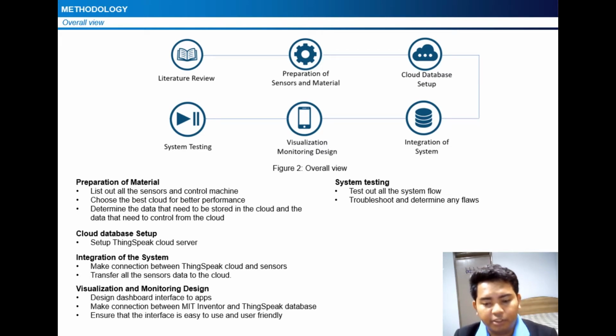Okay, for the preparation of material, we list out all the sensors and control machines. Okay, for the sensors, we use pH sensor, temperature sensor, humidity sensor, water level sensor, and also moisture sensor. And then the control machine, we control the water pump and also the nutrition. And then the second one, we choose the best cloud for better performance. Okay, for now I use TeamSpeak cloud as my cloud server.